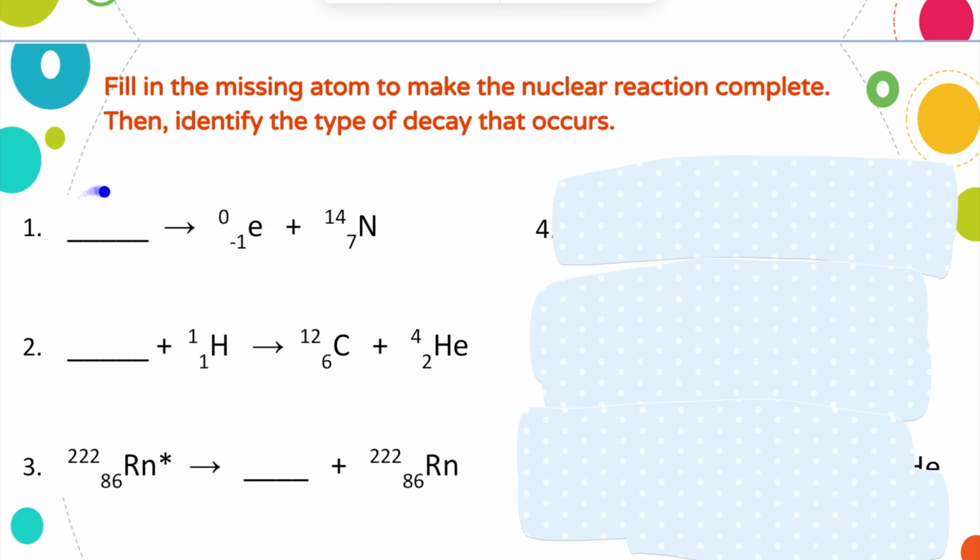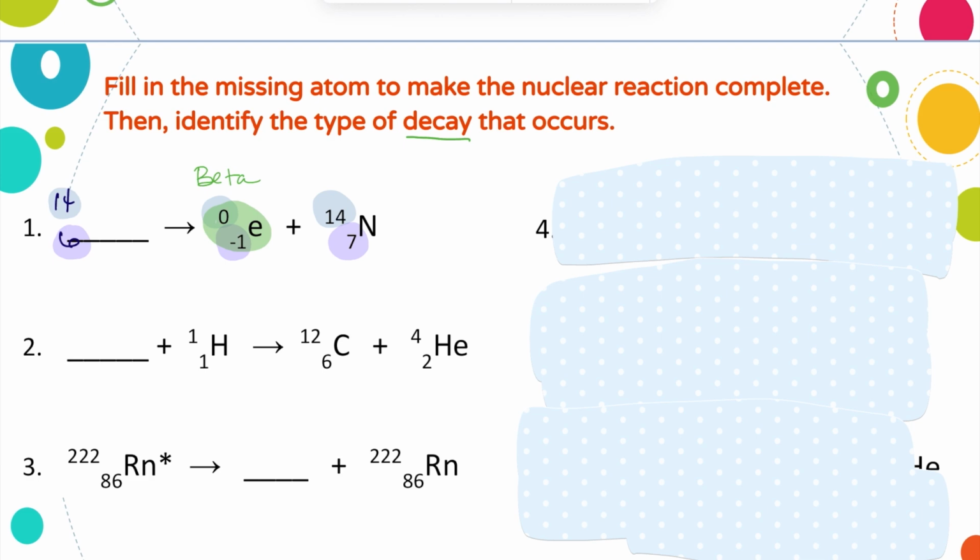As I look at this first one, I don't know what is decaying, but I can see that because this is an electron, this is beta decay. It also says identify the type of decay, so I can see that this is a beta particle because that is an electron. If I'm figuring out what this was before it decayed, 0 plus 14 needs to equal whatever I started with. So 0 plus 14 is 14. Same thing with my bottom numbers: -1 plus 7 needs to equal whatever I started with. -1 plus 7 is 6.